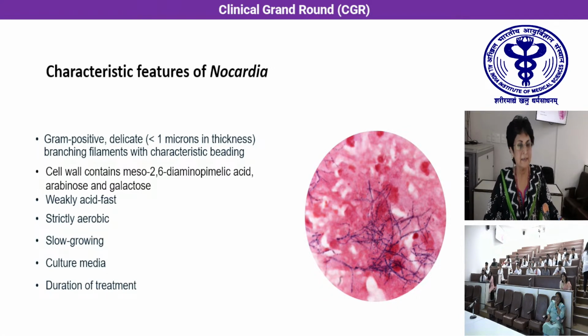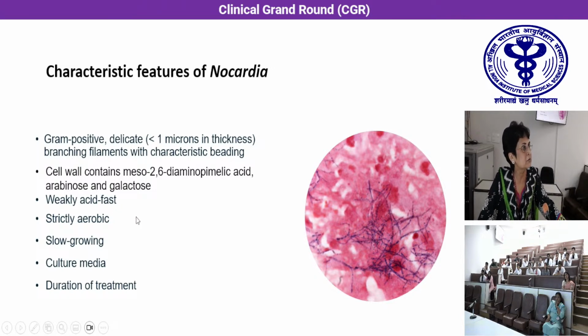Apart from this, the other characteristics include that the cell wall contains meso-diaminopimelic acid. Apart from that, it has arabinose and galactose. It is weakly acid fast, so it also contains mycolic acid. Although the mycolic acid is not the long chain fatty acids, it is shorter ones, typically 46 to 56 carbon atoms. It is strictly aerobic.